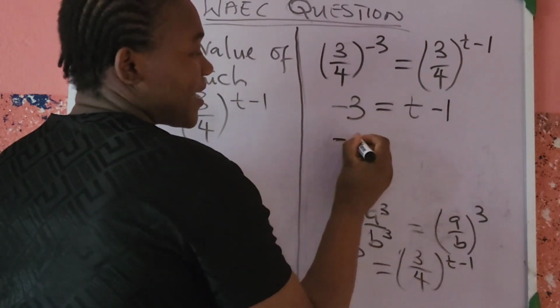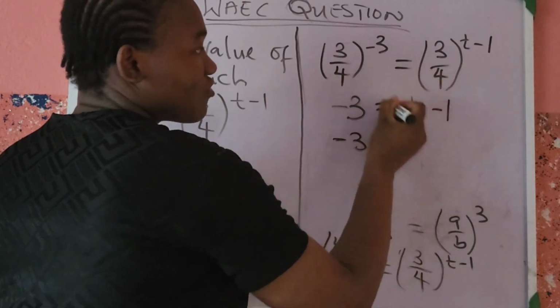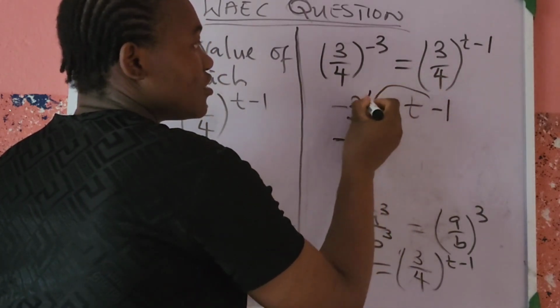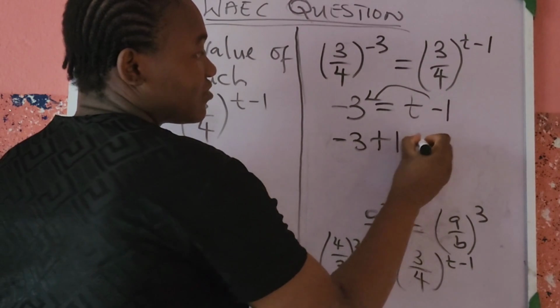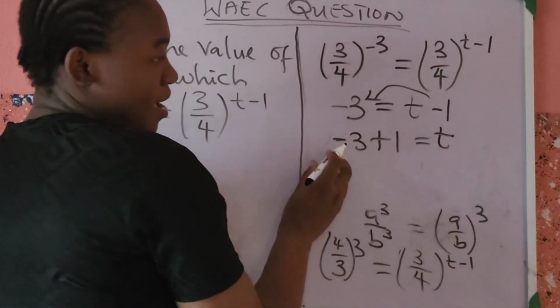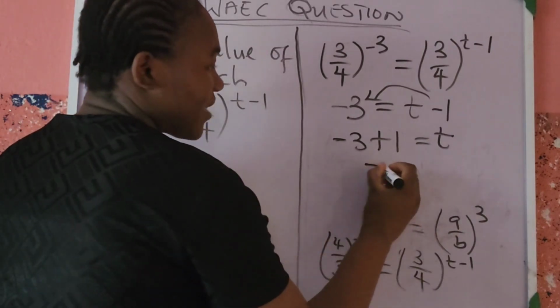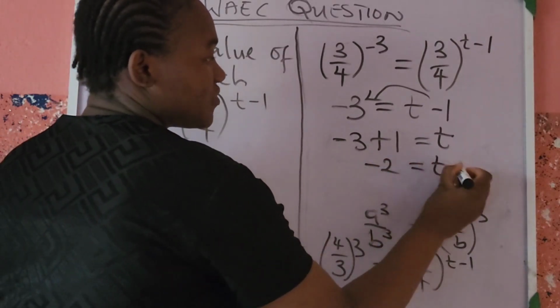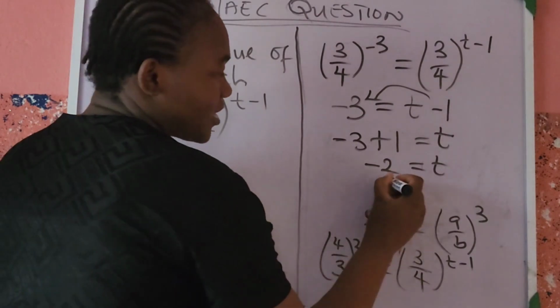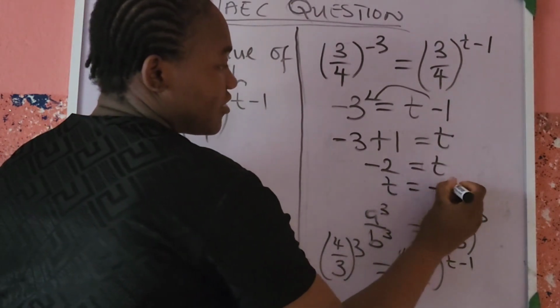So this will give us minus 3. This minus 1 crossing over becomes positive 1, so we have equal to t. Minus 3 plus 1, we have minus 2, is equal to t. So this means that our t is equal to minus 2.